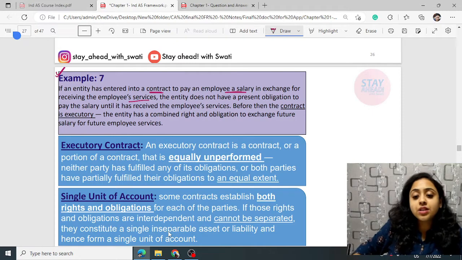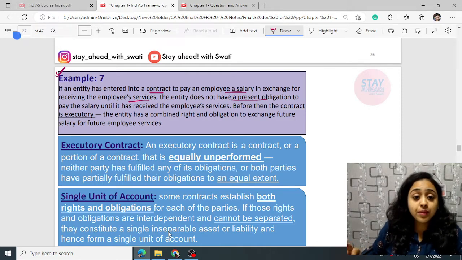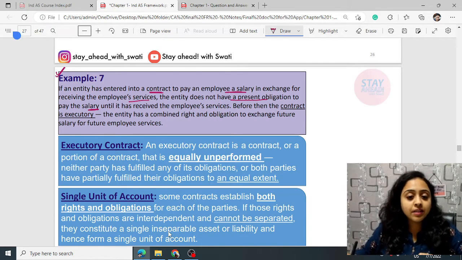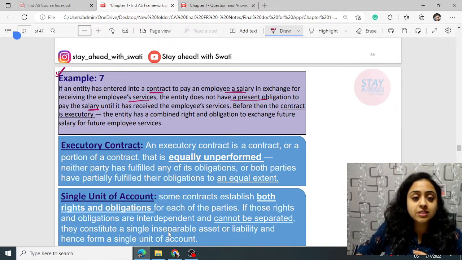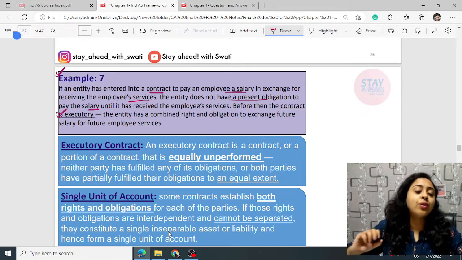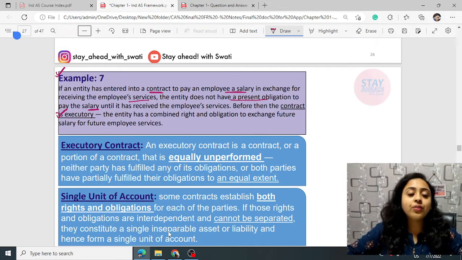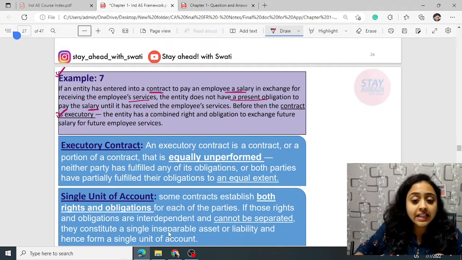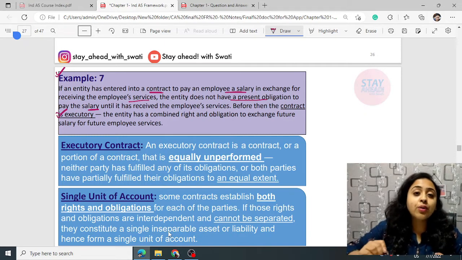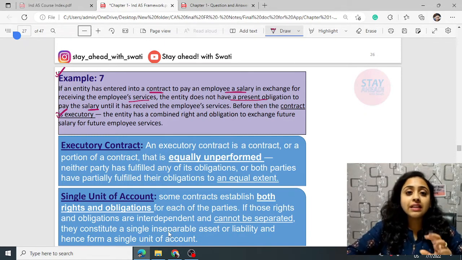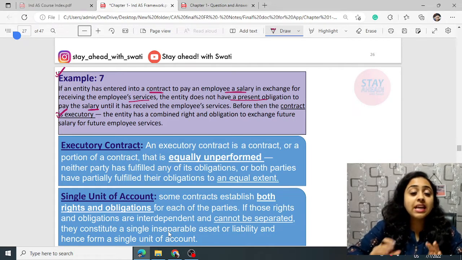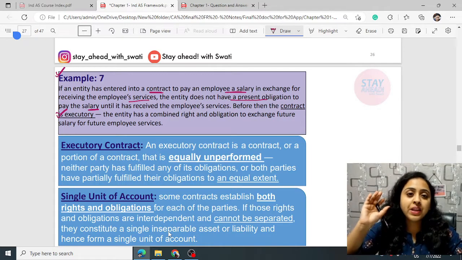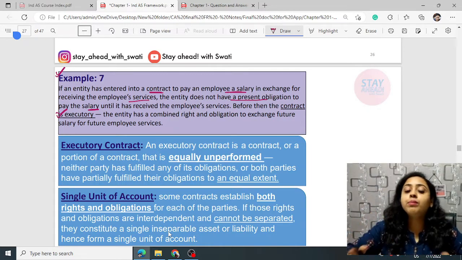The entity does not have a present obligation right now to pay the salary until all services have been received, until it has received the employee services. Before then, the contract is executory. What is an executory contract? An executory contract is a contract in which there is non-performance, or there is partial performance, equally unperformed by both the parties.